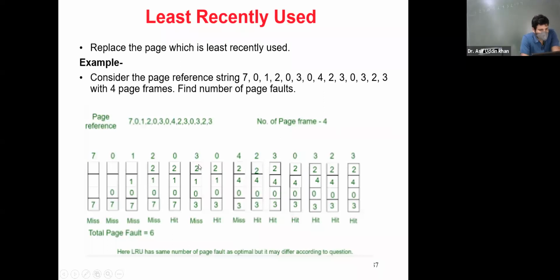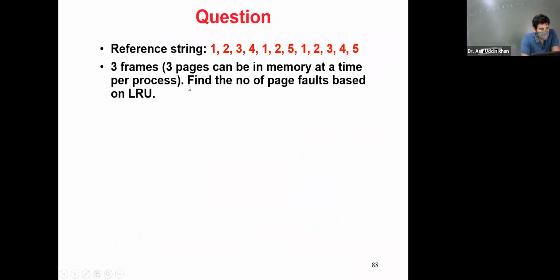So you can try this using 3 frames also. This is the question. You try this using 3 frames at home. This is your homework. You do this. If you have any question, you can ask me. Right. You try this using 3 frames for LRU, least recently used.